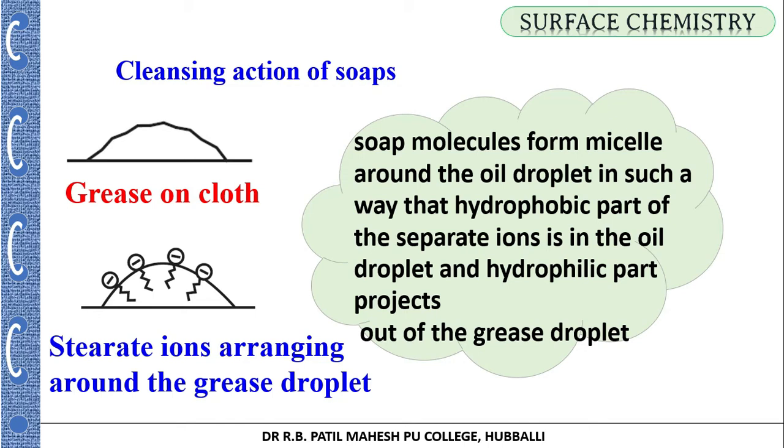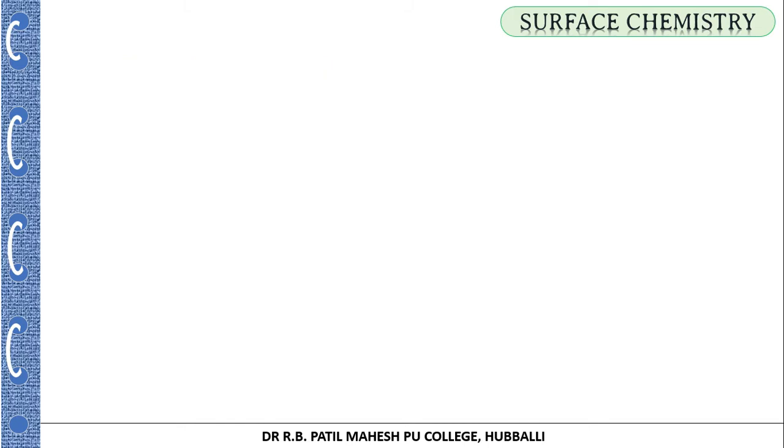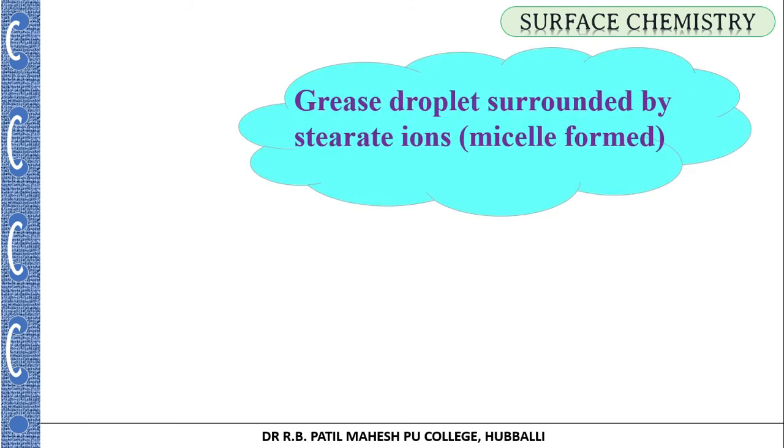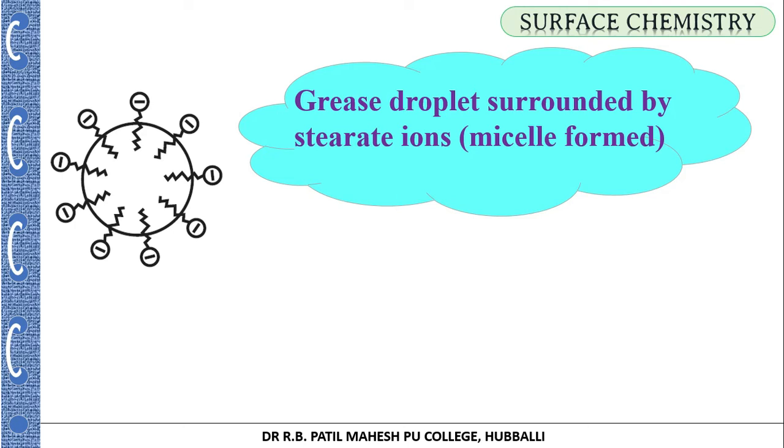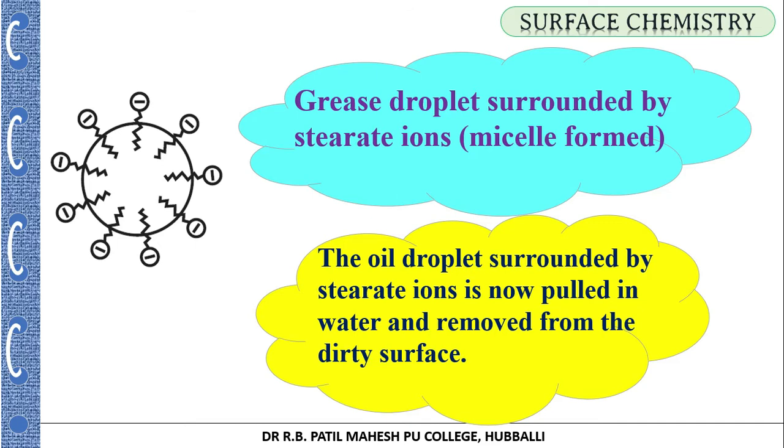Stearate ions are arranged around the grease droplet like this. Once this arrangement takes place, the grease droplet is surrounded by micelles. And once we apply pressure, once we rub it, what happens? Running water carries this grease. The surface tension between the cloth and the grease decreases, and running water carries it out, removing this grease dirt from the cloth. The oil droplet surrounded by the stearate ions is now pulled into water and removed from the dirty surface.